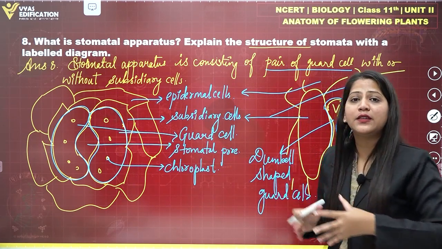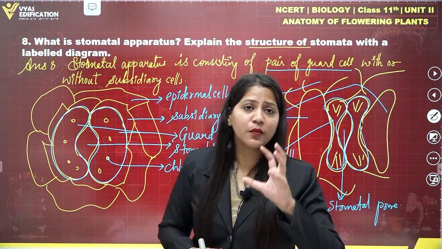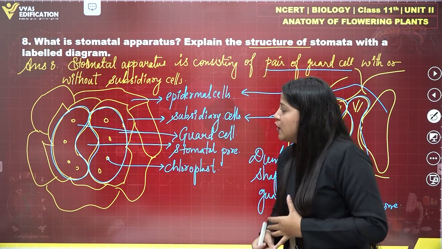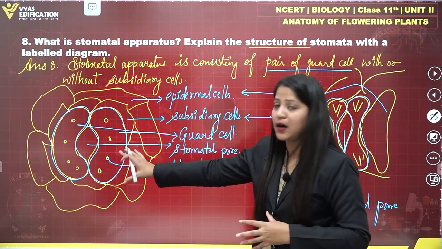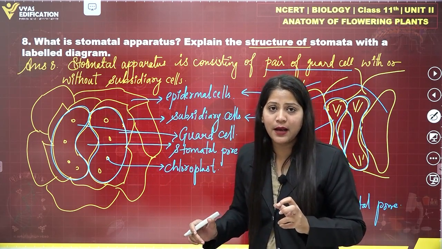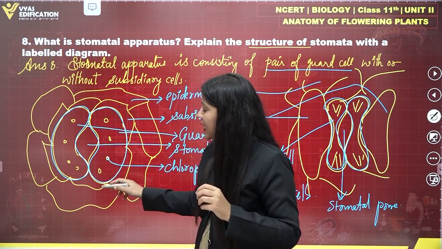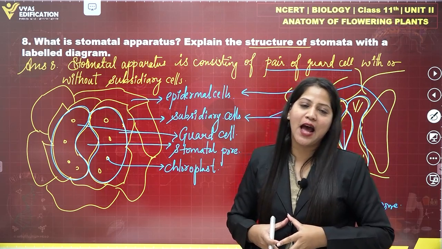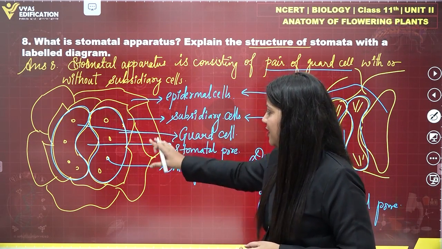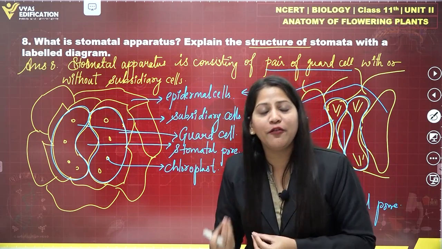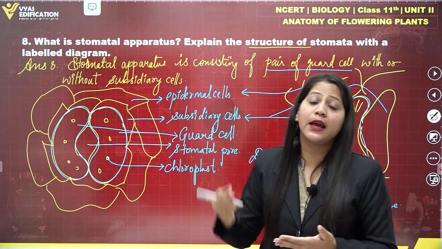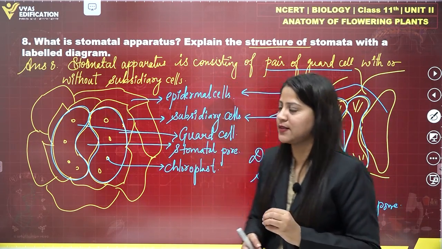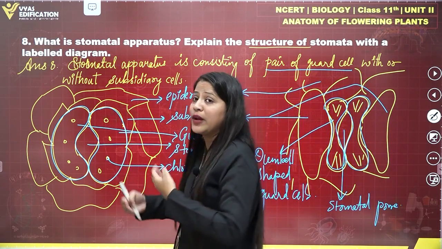We have drawn the diagram of stomata, and now we have to explain the structure. So let's see. First of all, if I talk about the guard cell, there is a pair of guard cells. Guard cell is bean shaped in general and has chloroplast and small vacuoles in it, but the guard cells are dumbbell shaped in grasses. Now, let's see how they create a pore.